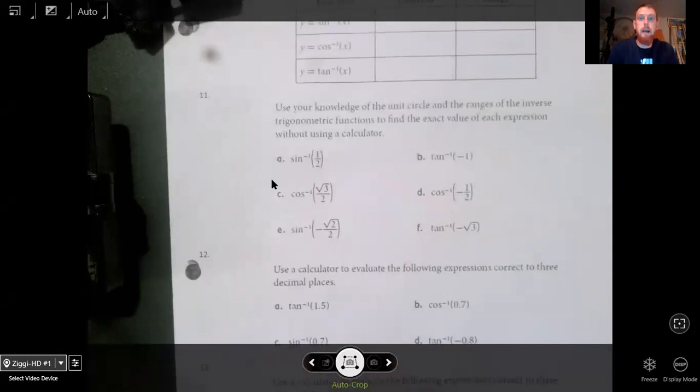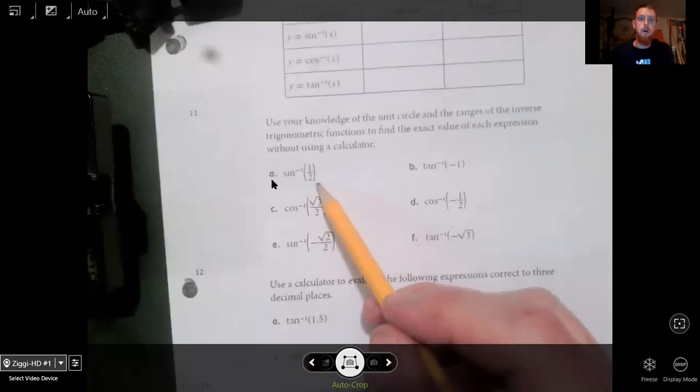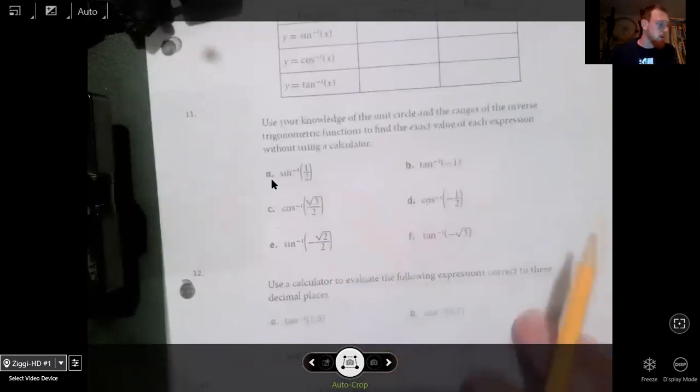Well, we know that sine is 1/2 when the reference angle is 30 degrees. That's pi over 6. We also know, if we think about our quadrants, all students take calculus. All students means sine is positive in quadrant 1 and quadrant 2. So we could use either pi over 6 in quadrant 1 or 5 pi over 6 in quadrant 2.